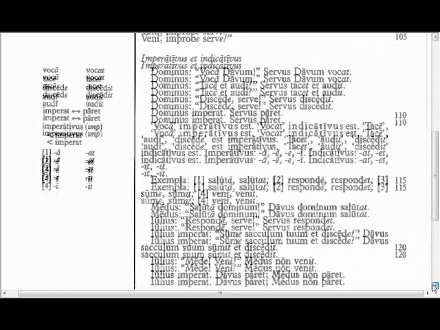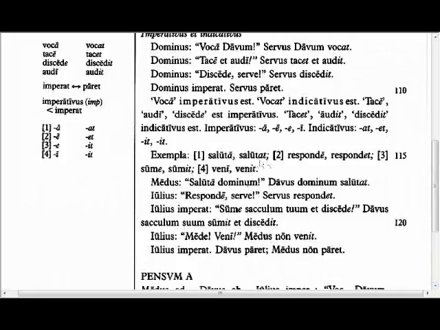Examples: saluta from salutat, responde from respondet, sume from sumit, so pick up, veni from venit. So Medus says, saluta dominum. Davus dominum salutat. Medus commands Davus to greet your master, and Davus greets his master. Go ahead and read through the rest of this on your own, and go try the exercises.